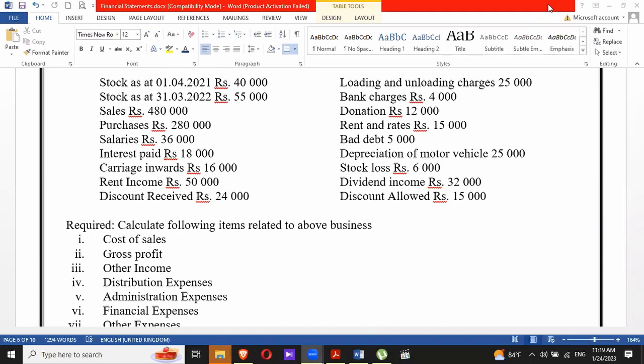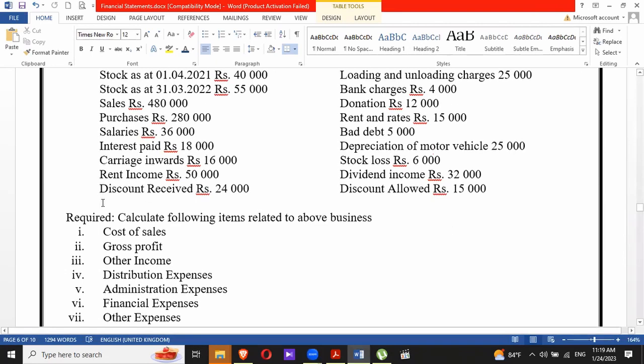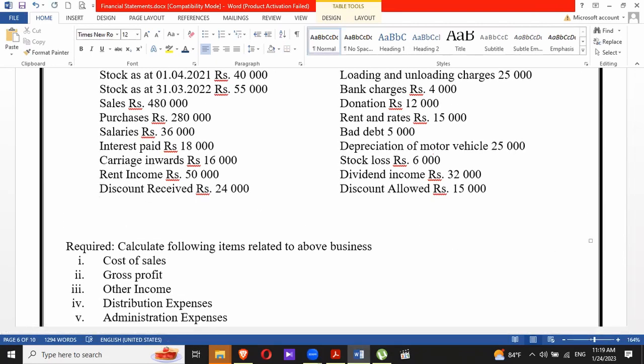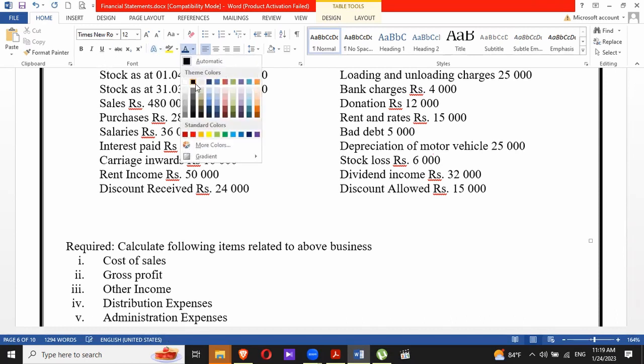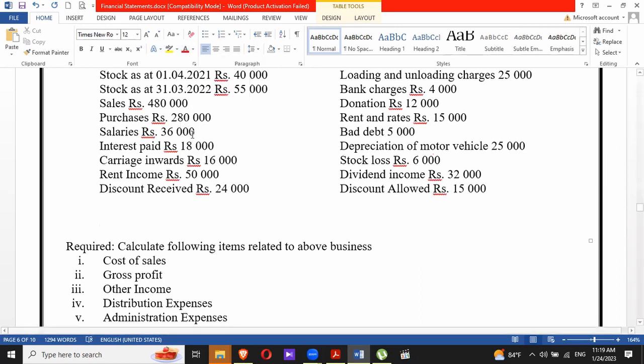Right. First, you have to calculate cost of sales. Right now, we know the method of calculating cost of sales. You have to calculate opening stock plus purchases, plus purchase related expenses, and you can come up with the answer for the cost of goods to be sold. From that, you have to deduct closing stock. Then only we can take the answer for the cost of sales, right? So first you have to take opening stock.